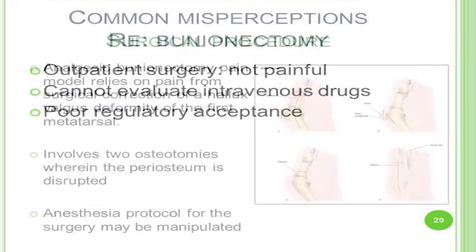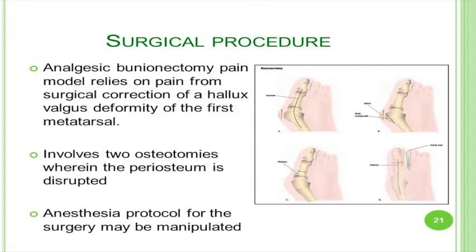And the model itself has a lot of pain because the surgical procedure requires 2 osteotomies. And the periosteum of bone is very highly innervated, and that's why it's so painful. And it's also why the model tests NSAIDs really well, because NSAIDs work well on bone pain.